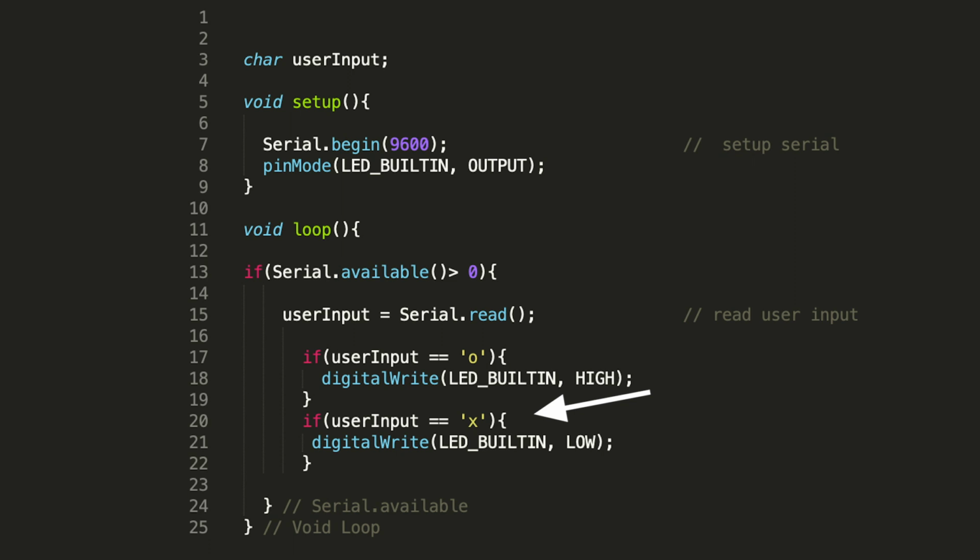If the user input equals a lowercase x, then we turn the LED off, or we write the built-in LED LOW. So this code is simple, and remember, it's simply waiting for the user's input, it checks that input, and if it's a valid entry, then it does something. In this case, it turns on the LED or turns off the LED that's built into the Arduino.